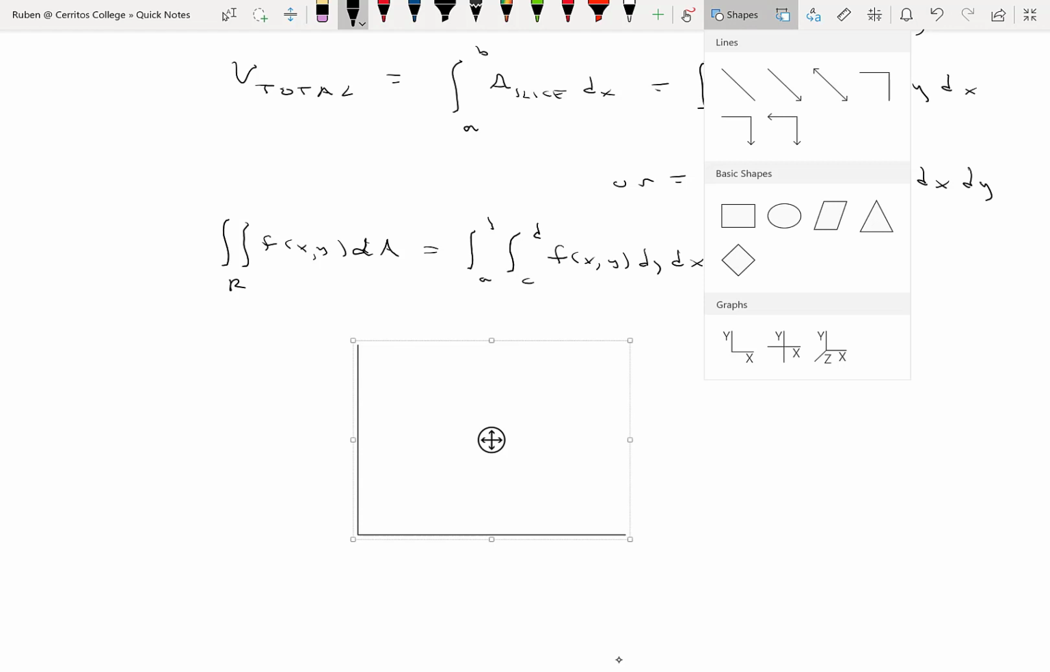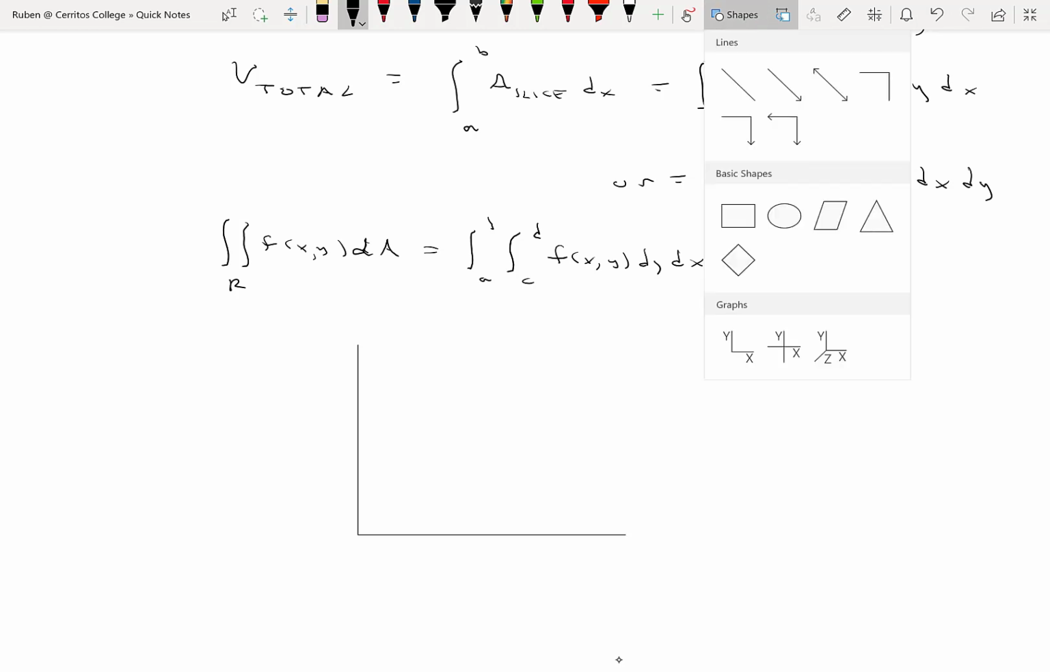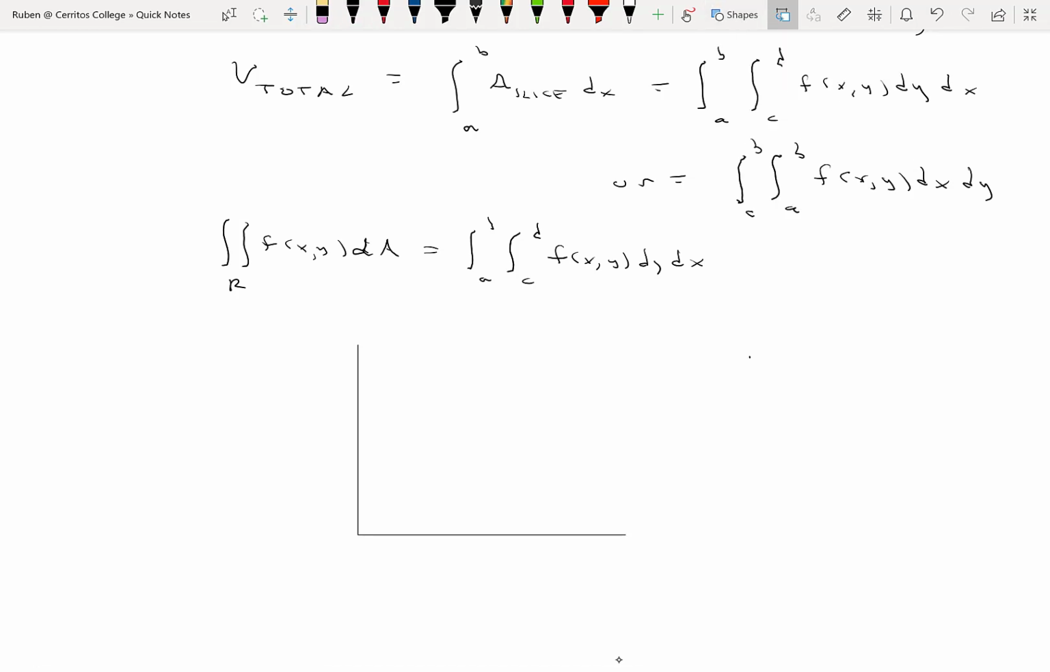Let me see if I can draw a rectangle nicely here. Let's see. Oops. I guess I'm not going to be so lucky here. Okay, so let's do this. Wait a second. I'm trying to get fancy here. I'm trying to draw a rectangle without having to draw it real sloppily. So here's a rectangle.